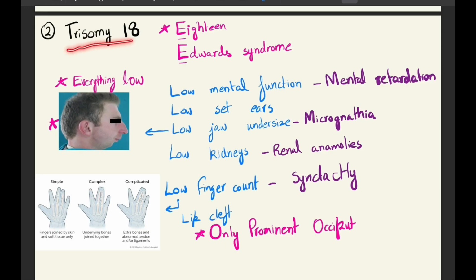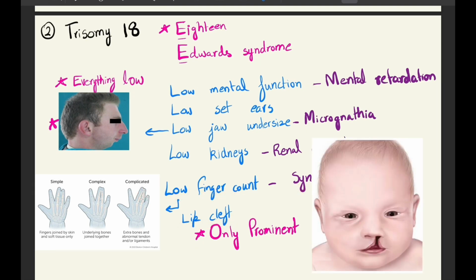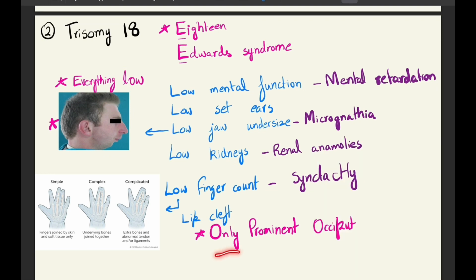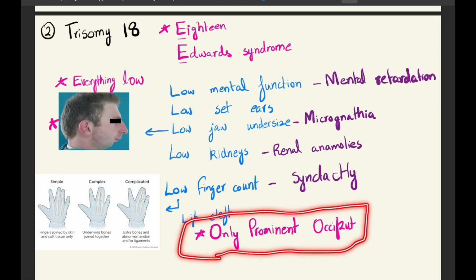Then we talk about trisomy 18, and 18 starts with E, and for E we have Edwards syndrome, and in this we have everything low. So low mental function, that is mental retardation, low set of ears, low jaw, undersized like this, there is micrognathia. For low kidneys, we have renal anomalies. For low finger count, we have syndactyly, fused fingers, and lip is cleft, so there is a hole in the lip. Only one thing is prominent in this, and that is occiput. The posterior part is prominent.